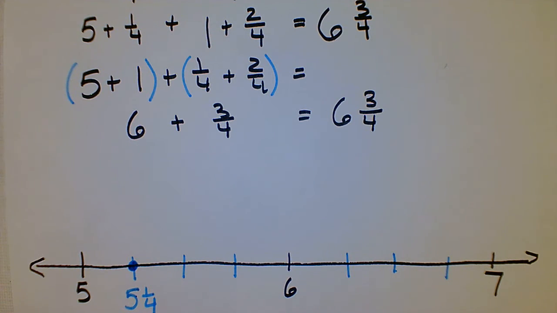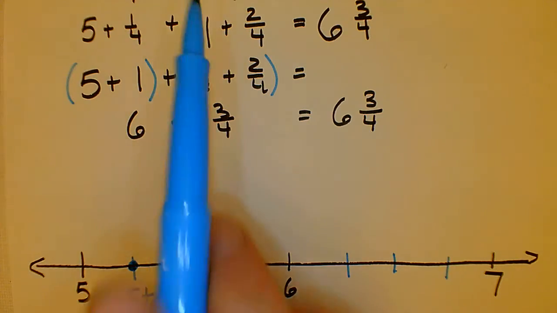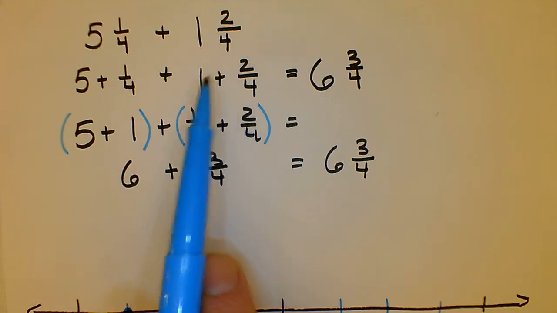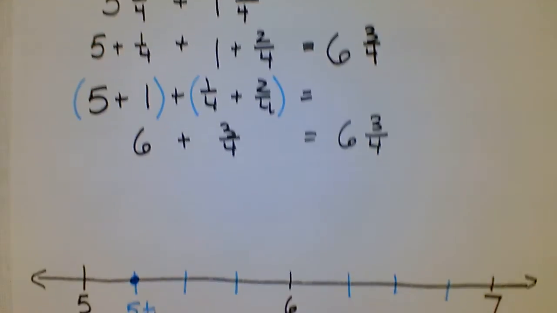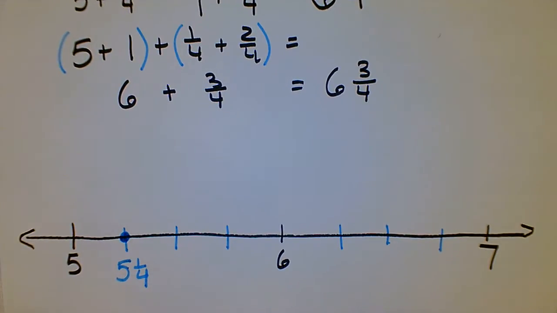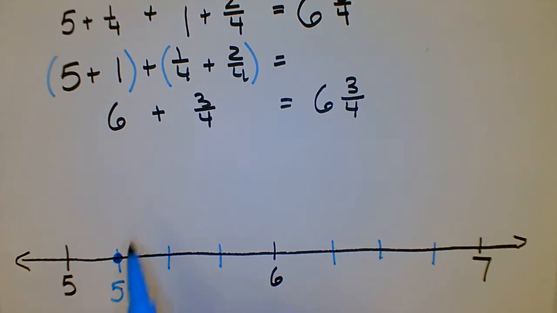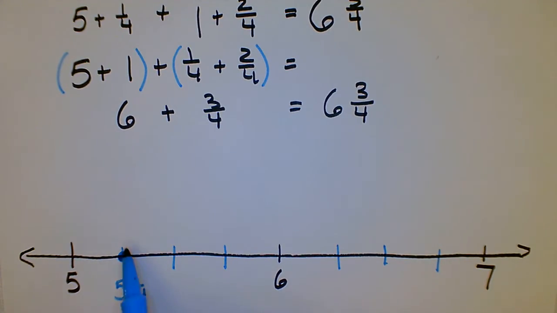And then what I want to do is add 1 and 2/4. And it's separated here for us, but you can see we have 1 and 2/4. So let me first add that 1 on. So this is one way to do it. So I'm going to add that 1. Let me pull it down a little. So first I'm going to add 1 whole. So if I add 1 whole, I'm going to go from 5 and a fourth to 6 and a fourth.